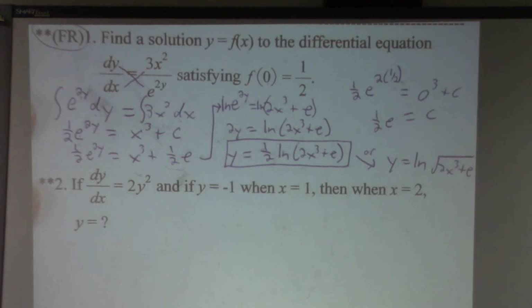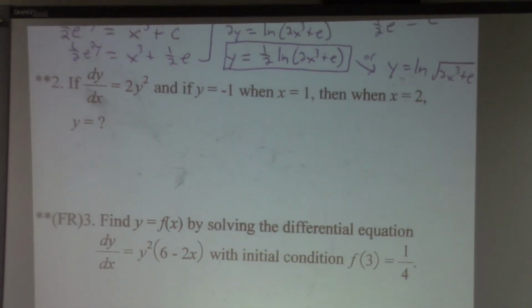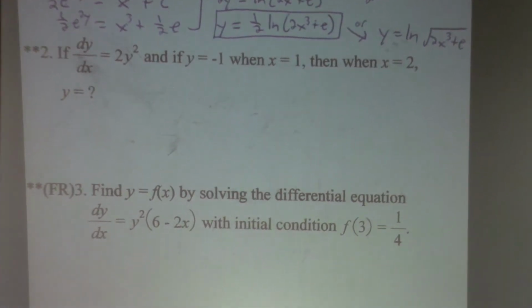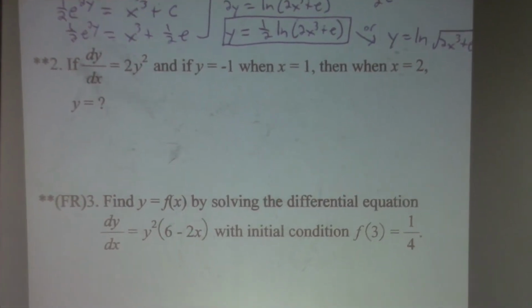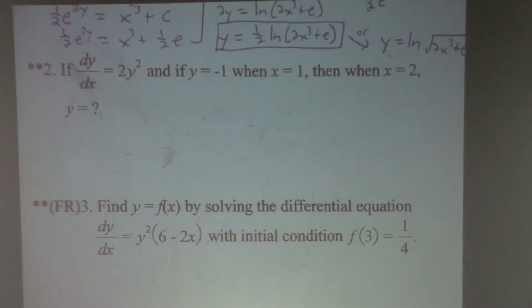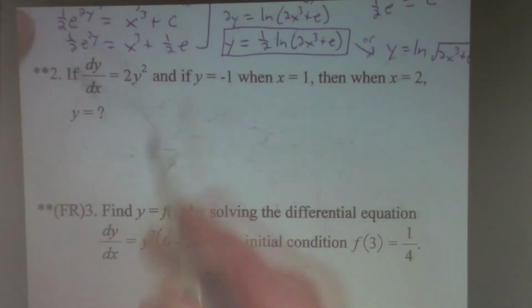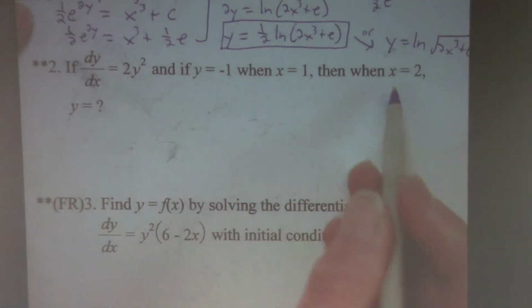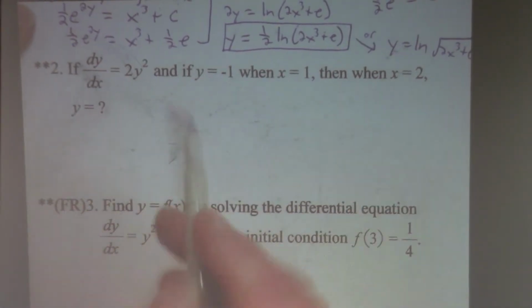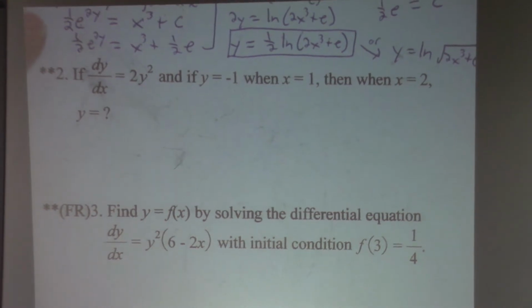Okay, I'm going to move up now. Let's look at number 2. If dy dx equals 2y squared, and if y equals -1 when x equals 1, then when x equals 2, y is what? So we got a little bit of an extra step here because we're going to need to find our solution and then use the solution to find another value. Other than that, everything's the same.